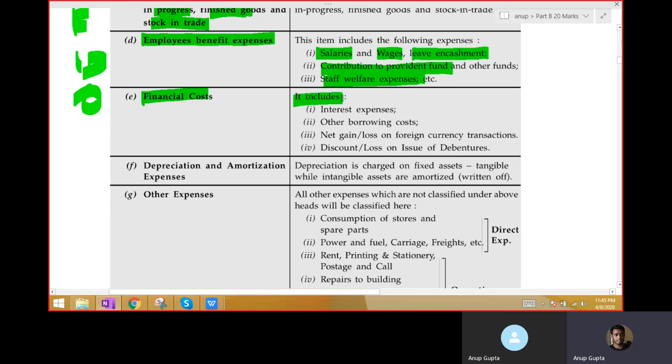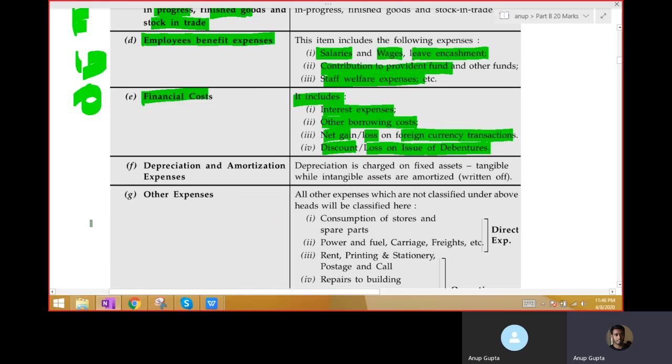So finance cost will include interest expenses, other borrowing costs, and net gain or loss on foreign currency transactions. For example, in the case of import and export, there is an exchange of foreign currency. If there is a net gain or loss in exchange, that will be recorded under finance cost. Also discount or loss on issue of debentures, so when you issue debentures at a lower price than the nominal value, that will be recorded here.